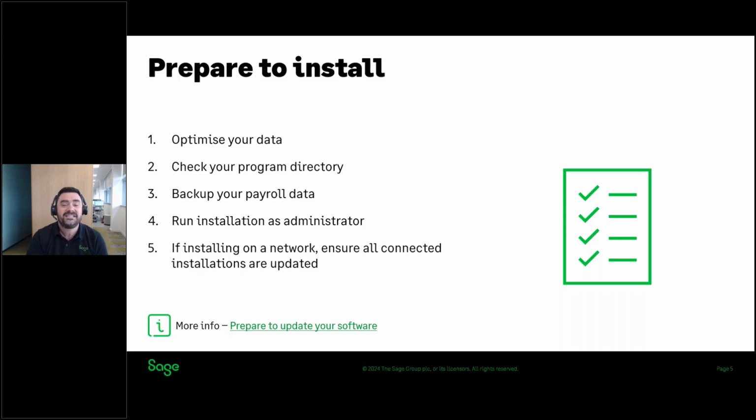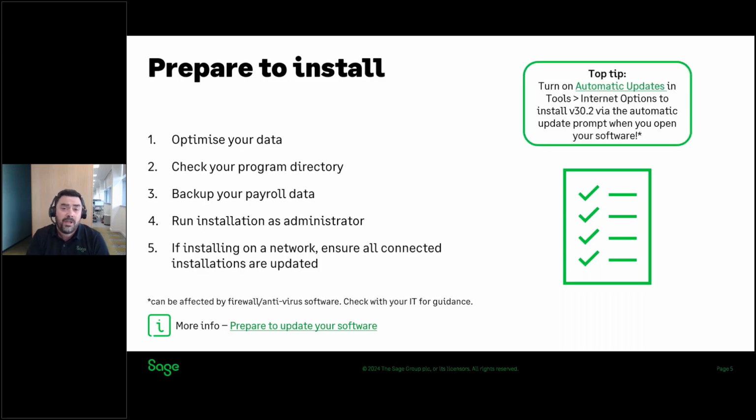Step 3 is to back up your payroll data. Better to be safe than sorry. Backup can be a lifeline if anything was to go wrong and corrupt your data. Step 4 is to ensure that you're running the installation as administrator, so make sure you have administrator access rights on your PC. And then step 5, just for you network users, make sure you have installed the update on all connected installations.